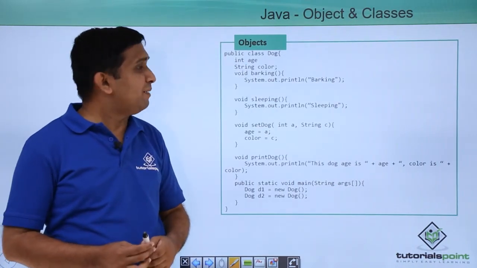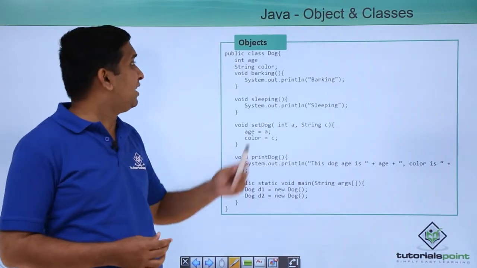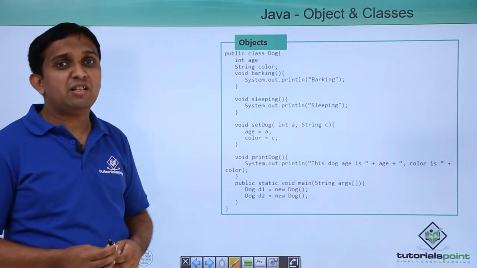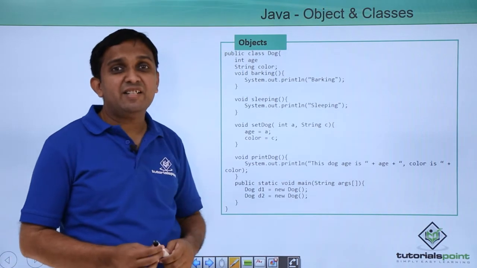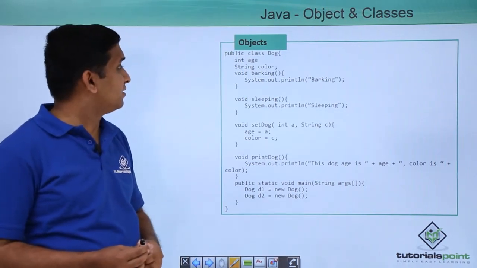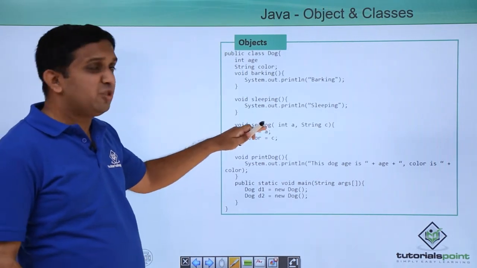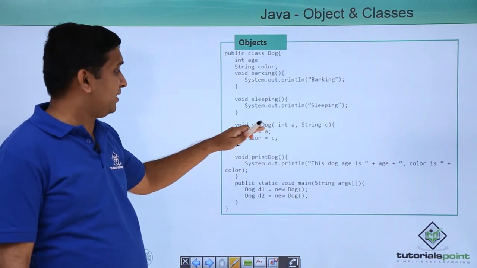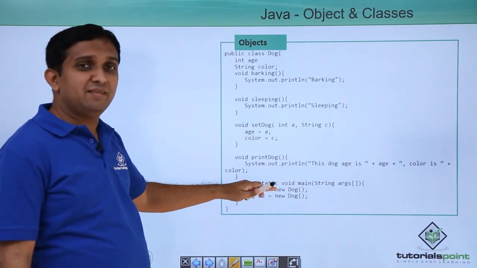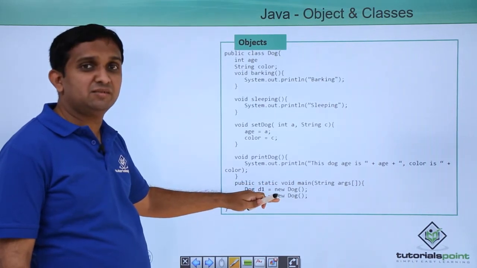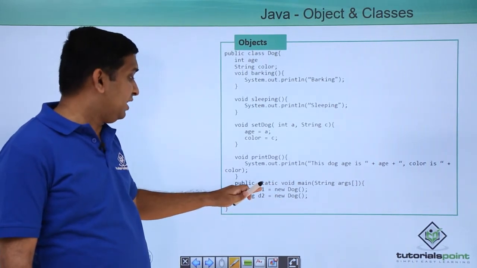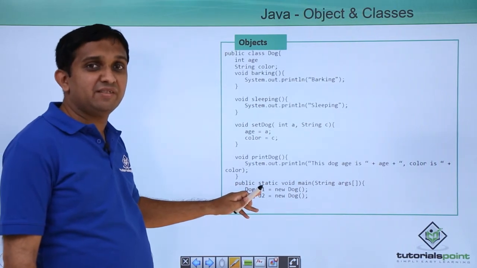So here one example is given. One class is implemented which is dog class. Now for this dog class attributes are age and color. These attributes are set in the setDog method. In main method I am creating two objects of dog class. D1 and D2 are the references.